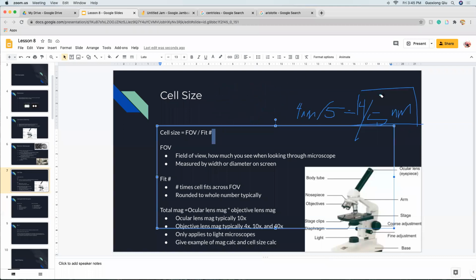Here's my eraser. Let's get rid of this stuff. Next.